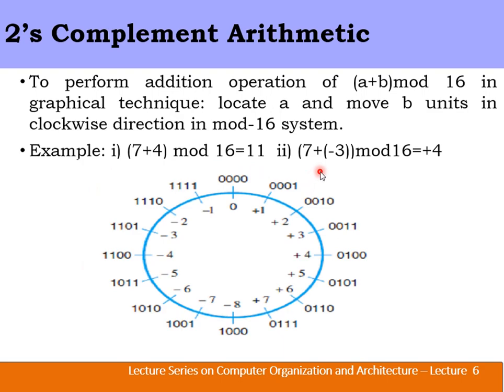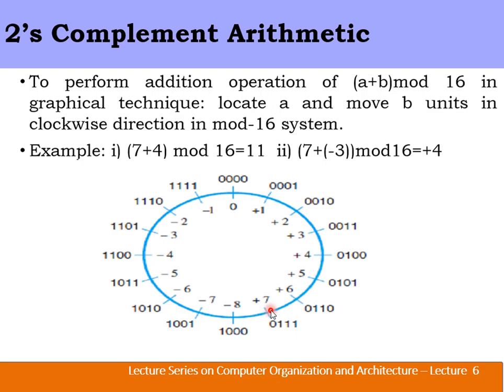So similarly, if I want to go for the second operation, 7 plus of minus 3 mod 16. So if I want to do this operation, now what does b indicate? Total number of units. So b indicates that many number of units we are supposed to move. So now first number is 7, which is nothing but a. We are supposed to locate at 7. So locating at 7, it is 0 1 1.